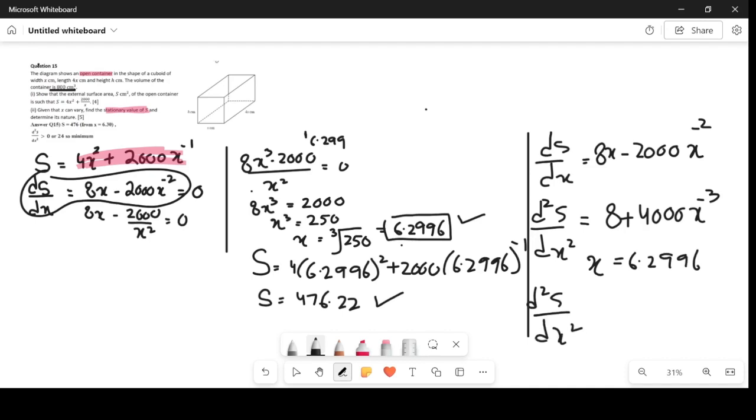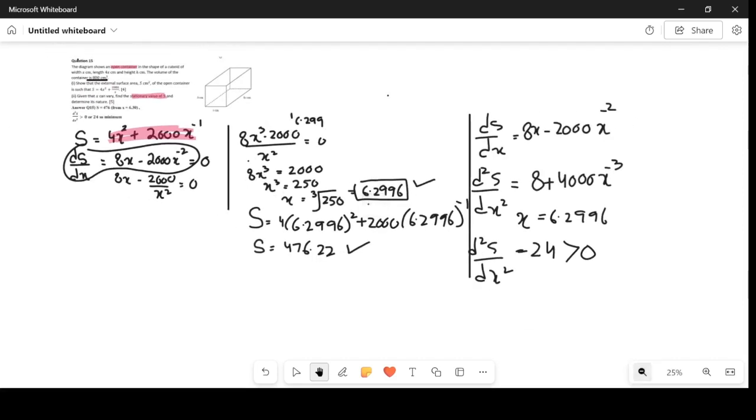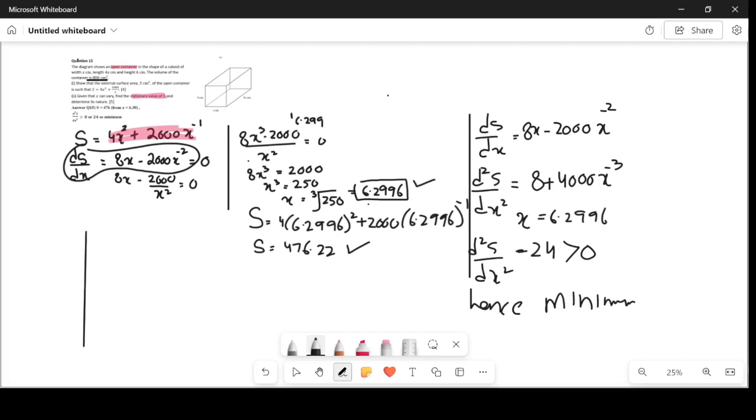Okay, so I'm going to do 8 plus 4000 bracket 6.2996 power minus 3. I'm getting exactly 24, which is greater than 0. So if it's greater than 0, that means the stationary point is a minimum. Hence, minimum. Let me try to explain this graphically. The question is done, by the way.